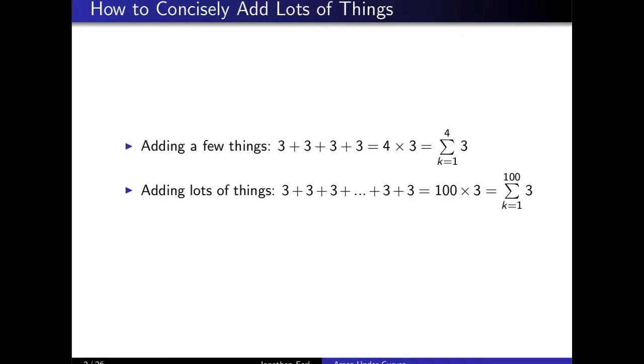So for example, we could write 3 plus 3 plus 3 plus 3 using sigma notation. We could write it as a sum from k equals 1 to 4 of 3. So we would take a1 to be 3, a2 to be 3, a3 to be 3, and a4 to be 3. So we would then sum up 3 plus 3 plus 3 plus 3, and we'd get 12 as we'd expect. And if we wanted to change this to add up 100 times, we'll just take the sum from k equals 1 to 100 of 3.